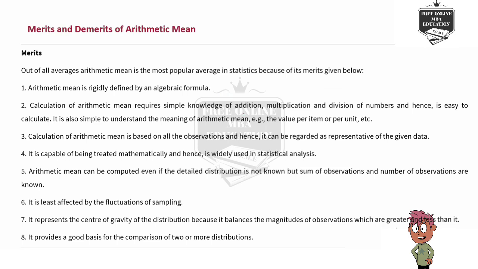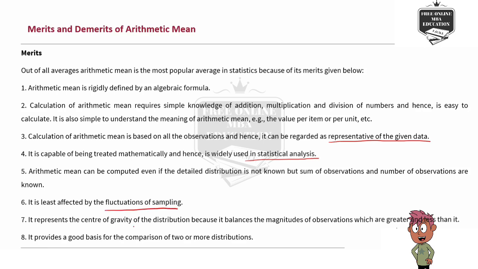The merits and the demerits. The merit would be you can find it very easily. It requires simple knowledge of addition and multiplication. It is based on all the observations and hence it can be regarded as a representative of the given data. It is capable of being treated mathematically and it is widely used in statistical analysis. Arithmetic mean can be computed even if the detailed distribution is not known. It is least affected by the fluctuations.